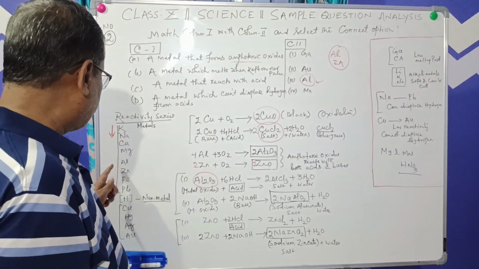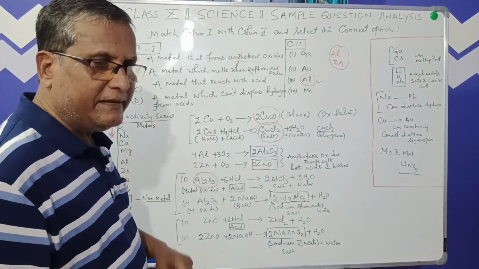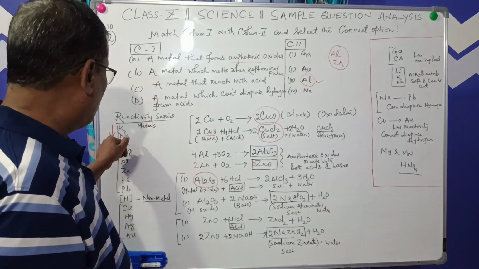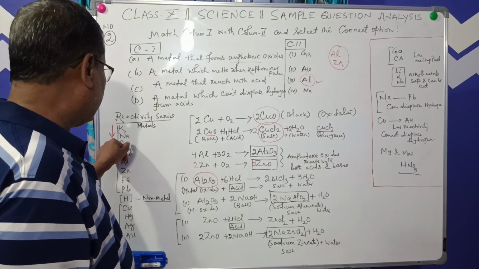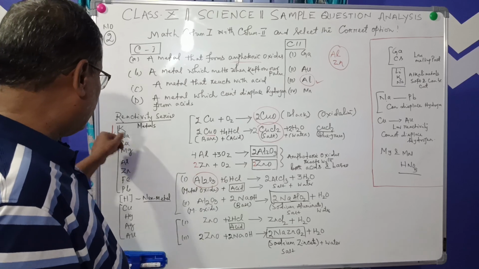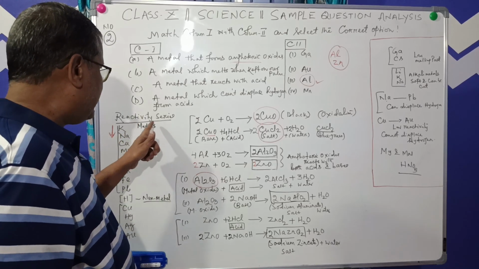These are the metals arranged in descending order of their reactivity. Means potassium is more reactive than sodium. Sodium is more reactive than calcium. Calcium is more reactive than magnesium. Similarly, magnesium is more reactive than aluminum. In this order it is. This is the reactivity series of metals.